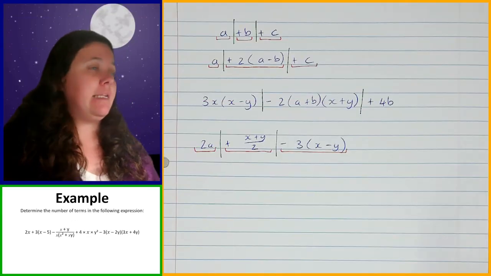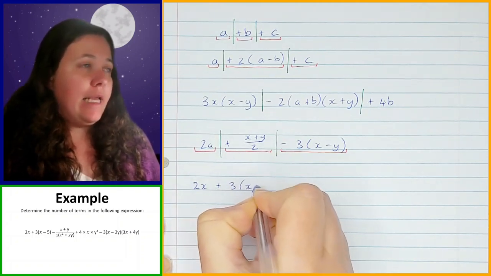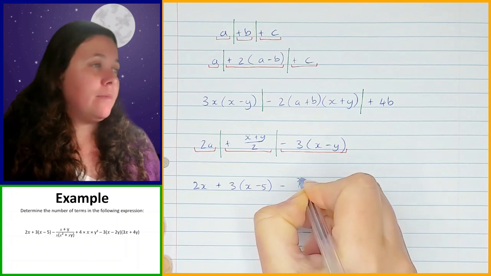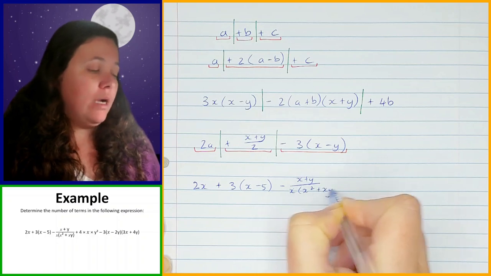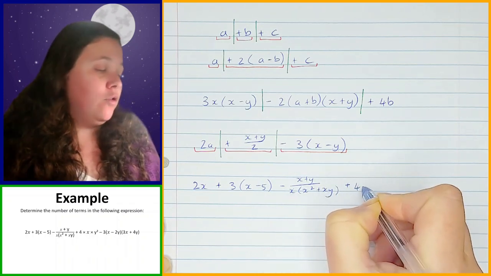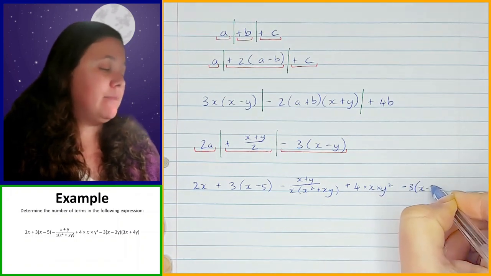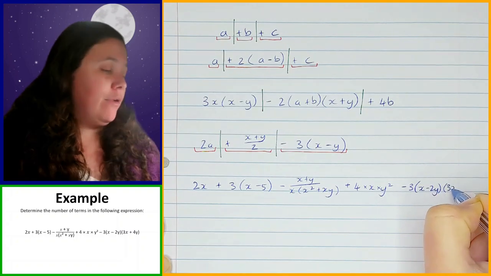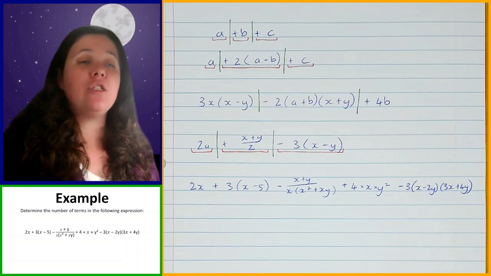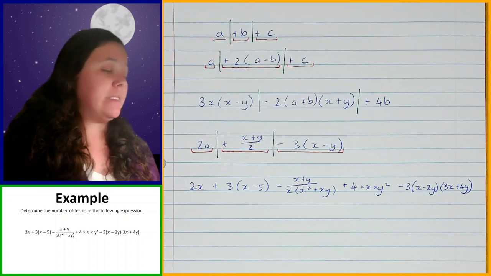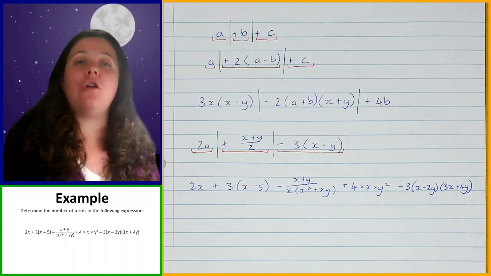First of all, let's take the expression and write it down. So we've got 2x plus 3(x minus 5) minus (x plus y) over (x squared plus xy) plus 4 times x times y squared minus 3 times (x minus 2y) times (3x plus 4y). Okay, it's so long that I can barely even fit it on the line. What we need to do now is determine how many terms there are in this expression. So what I'm looking for is pluses or minuses that are not inside brackets and not inside fractions.